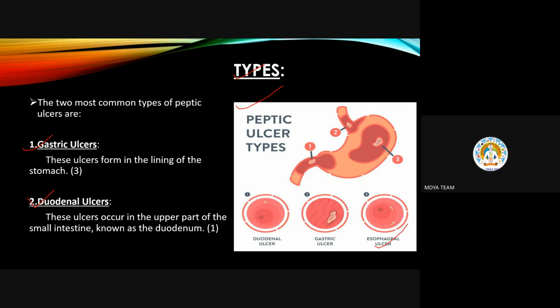Gastric, by the name itself, gas is there, something related to the stomach. So ulcers form in the lining of the stomach. Very simple. And then duodenal ulcer, by the name itself, which part is duodenal?